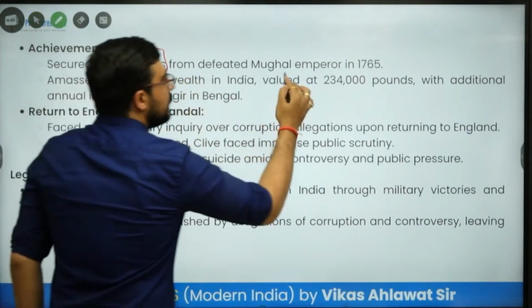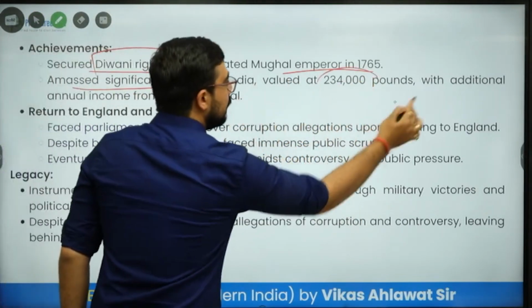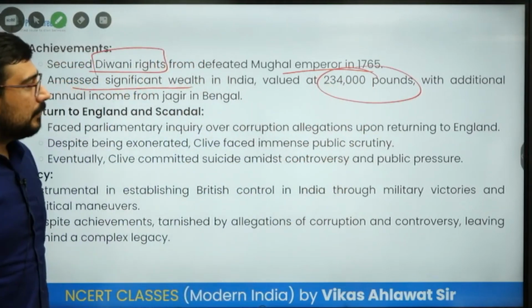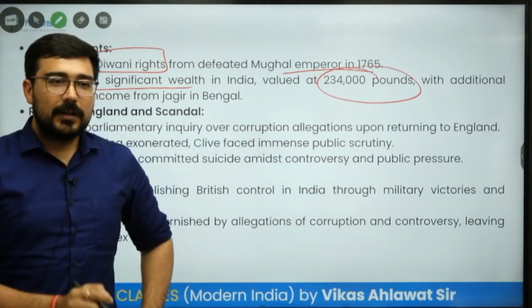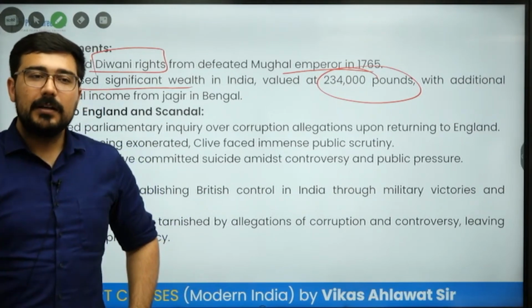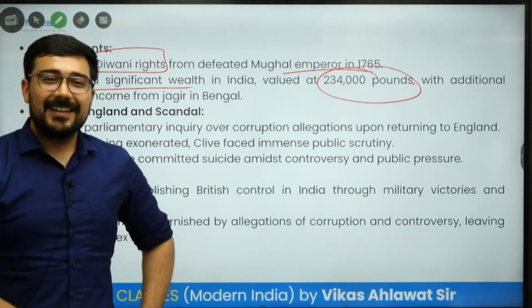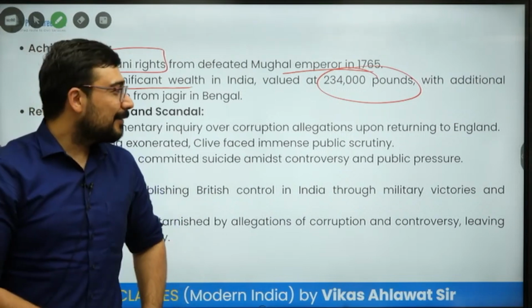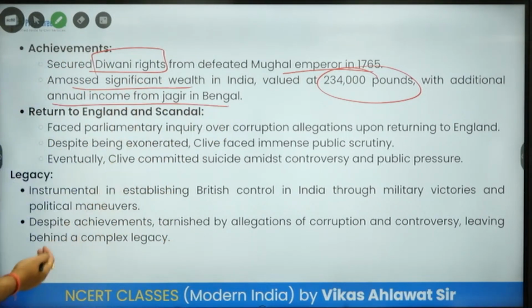Secured the Diwani rights from the Mughal Emperor in 1764. He himself became very wealthy. He was able to purchase many cities in England. His father used to send him written letters asking which one to buy this time, tell me beforehand, how much money is coming, and I will sit with a bid on the city in advance. Okay, so that's how he used to get a lot of money from the Jagirs in Bengal.